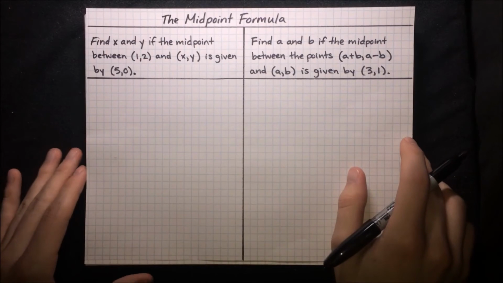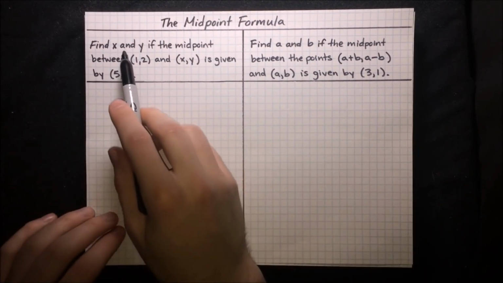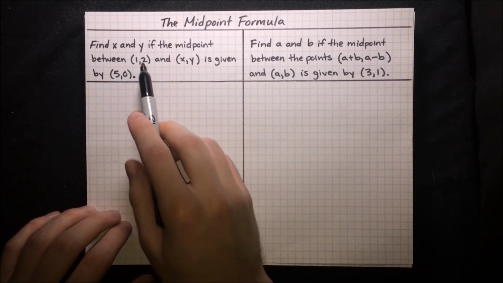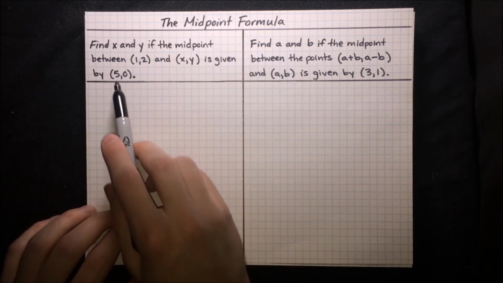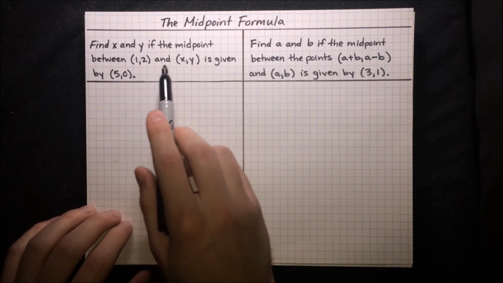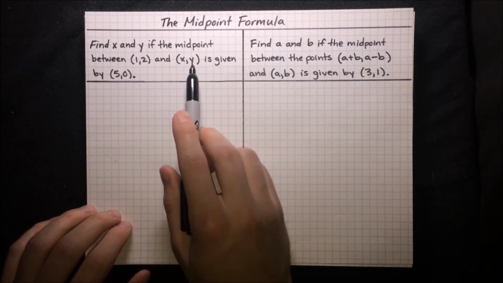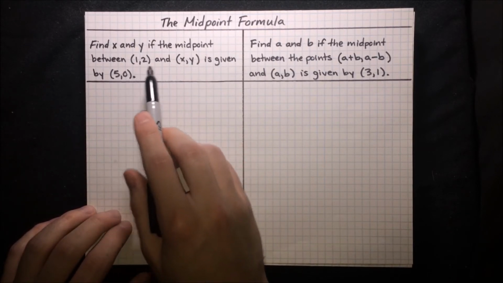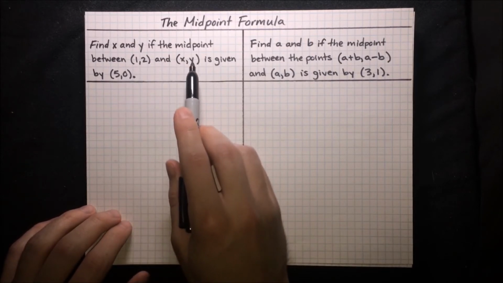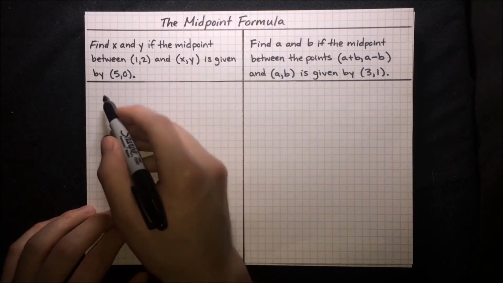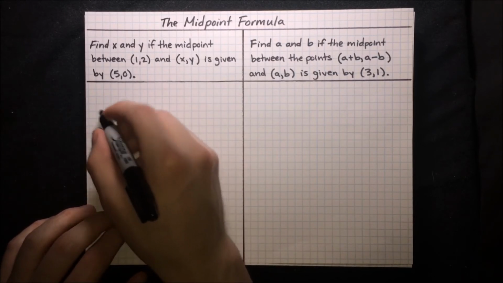Here are some more questions. First of all, find x and y if the midpoint between (1, 2) and (x, y) is given by (5, 0). Alright, so to start this off, why don't we just try to express the midpoint in terms of x and y, and then we can set that point equal to (5, 0) and come up with some equations. Okay, so first of all, take (1, 2) and (x, y) and express the midpoint in terms of x and y. Why don't we color code this to make it a little bit easier to follow?